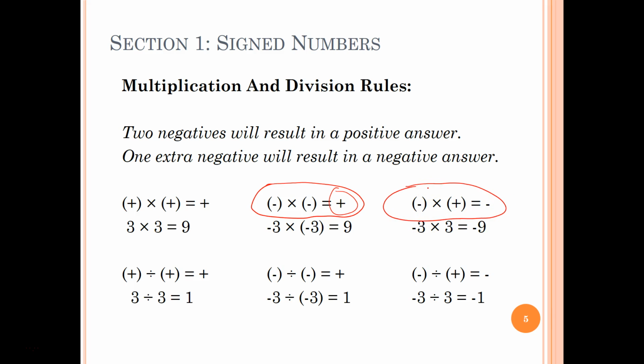Anytime we have negative times positive, it results in a negative result. So what this means is if we have an odd number of negative values being multiplied together, the resultant product is also going to be negative. If we have an even number of negative values multiplied together, that resulting product will become positive because negative times negative equals positive.